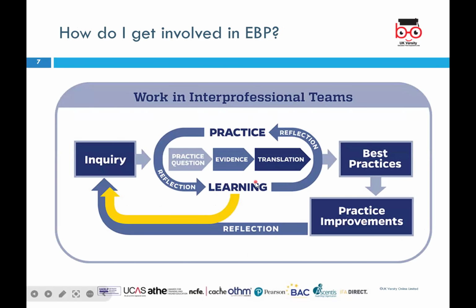So how do you get involved in evidence-based practice? This is when you're working in a team and there are several professionals working within your team. There is an inquiry or a question that you have, and you reflect. Has anyone learned how to reflect? Do you know what reflection means? Anyone?